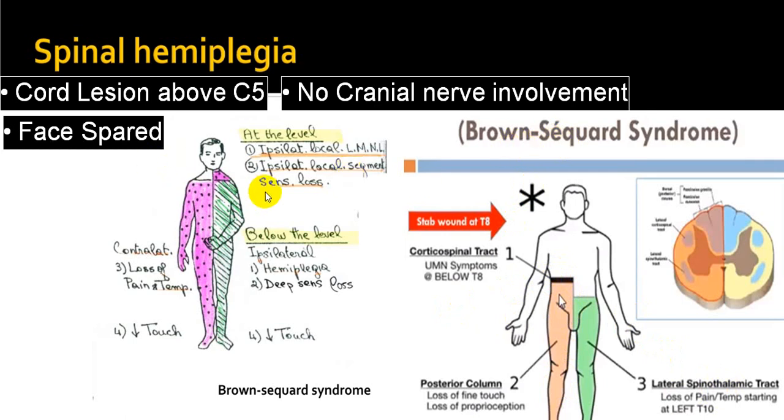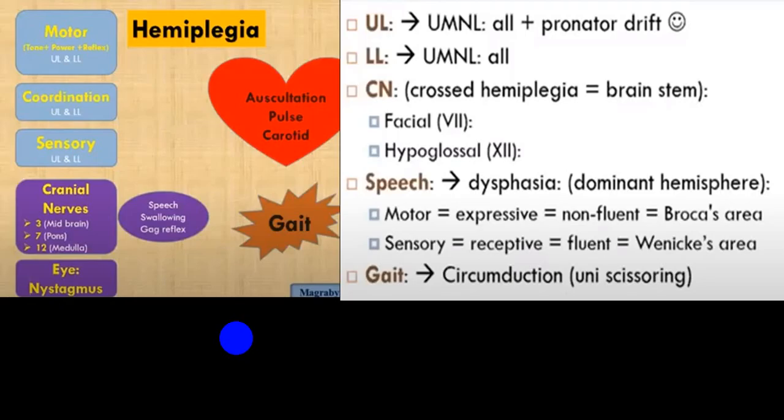While complete transection, below the level, you will have all sensory gone and motor gone. Very characteristic. And at the level, lower motor neuron. So that will be very peculiar. And above the level, no cranial nerve involvement. And face will be spared. So if you have got a cord lesion, complete transection above C5, we'll have a quadriplegia. And if it is hemisection, we'll have hemiplegia.